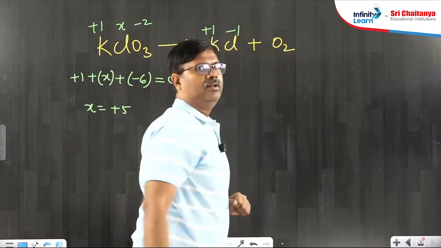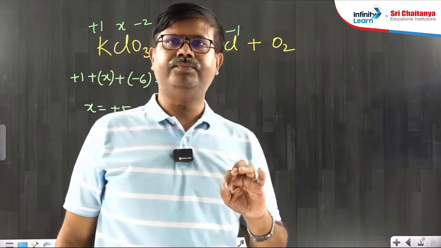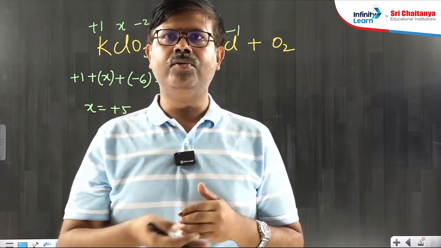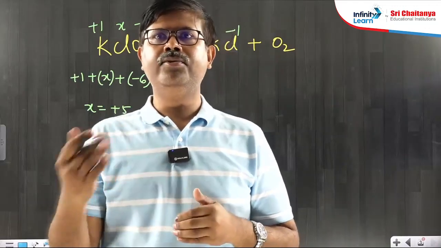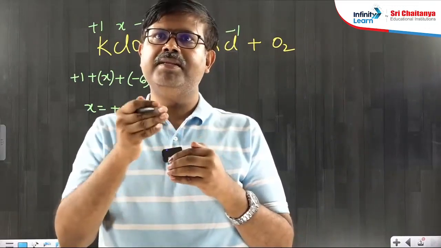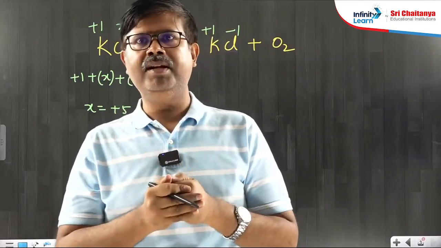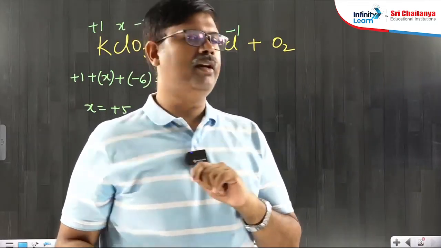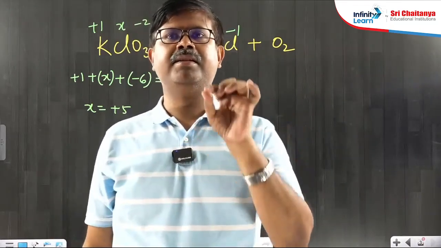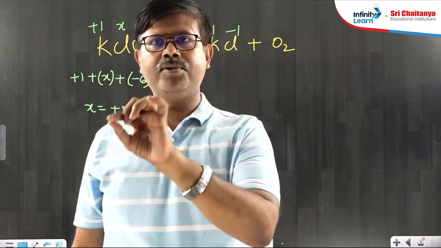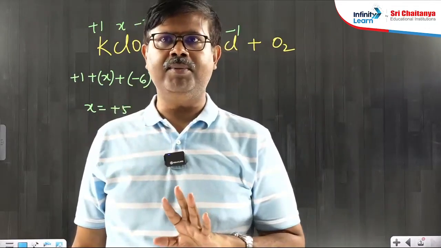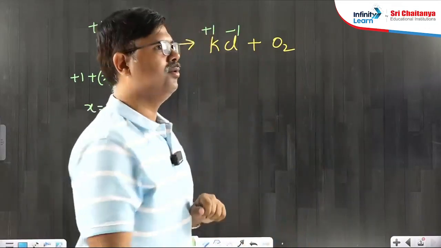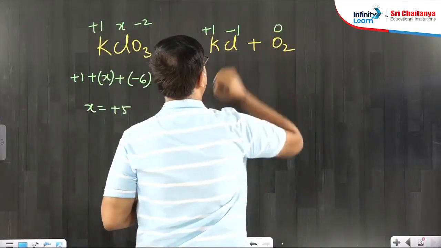Now, O2. See, if any element is combined with the same element, O2, H2, N2, if an element is bonding with the same element, then oxidation state will be 0. Okay, this also you must have learned in the previous classes. So, in compounds only non-zero oxidation states will be there. In elements, always oxidation state 0. So, 0.